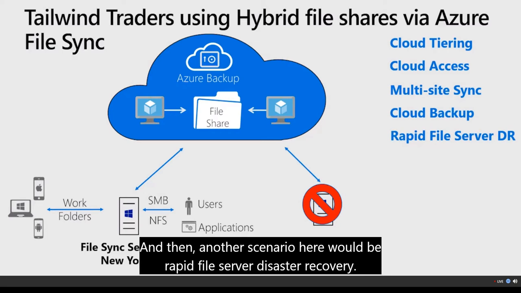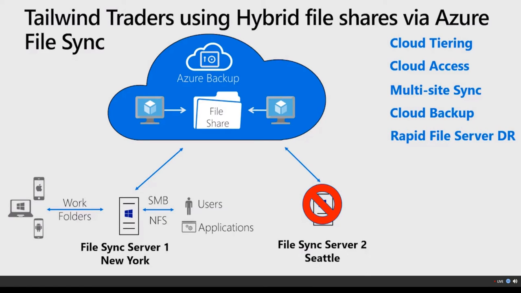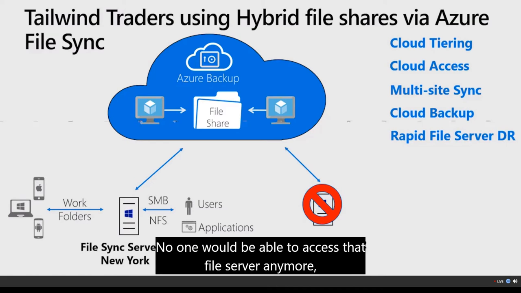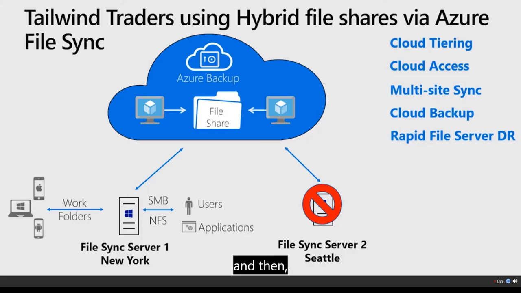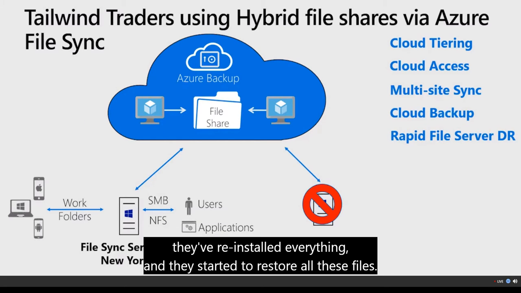And then another scenario here would be rapid file server disaster recovery. So what happens if the file server in Seattle crashes? Usually Tailwind Traders would send home all their employees. No one would be able to access that file server anymore, and they would just wait until they set up a new server, reinstalled everything, and started to restore all these files.